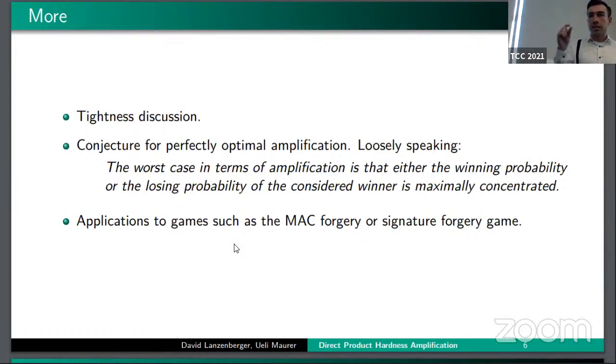Somehow there's still some small gap left. And actually we have a conjecture of what seems to be optimal, at least for certain boosting functions, which is, very loosely speaking, saying that either the winning probability or the losing probability of a winner is somehow maximally concentrated. And we would be quite excited to prove this.